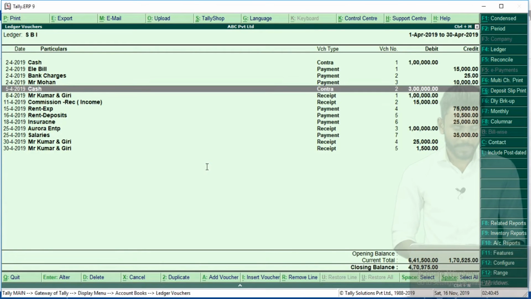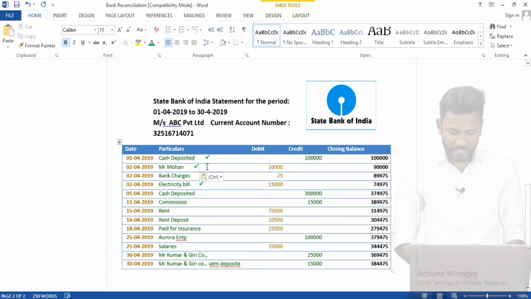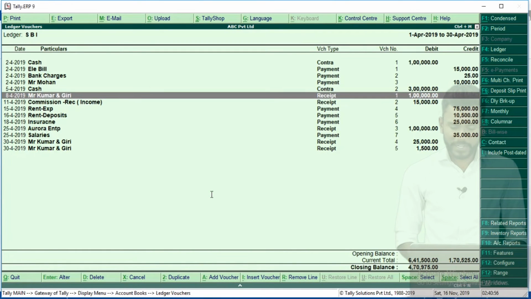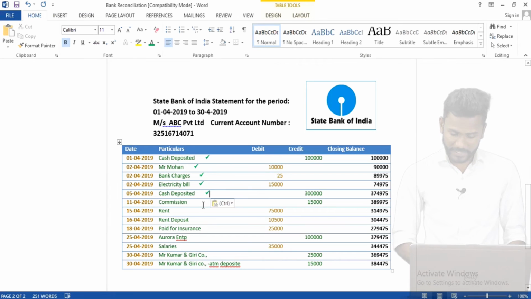And next one is that we recorded a cash deposit in the bank of rupees 3 lakhs. Is it recorded by the banker? Yes, the banker also recorded it. Next one is Kumar and Giri. Yes, we recorded that we received from Kumar and Giri rupees 1 lakh. Is it recorded by the banker? Yes, the banker also recorded that we received from Kumar and Giri.